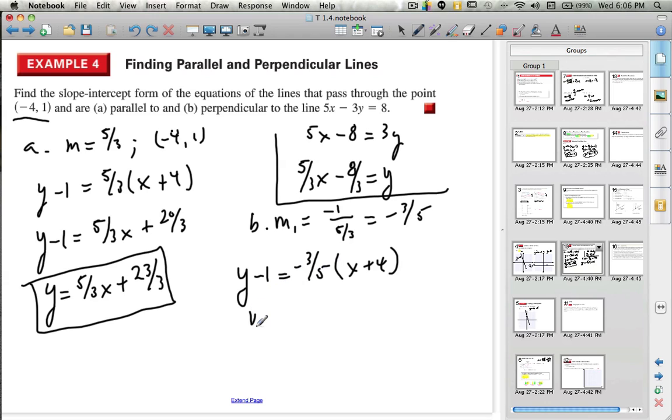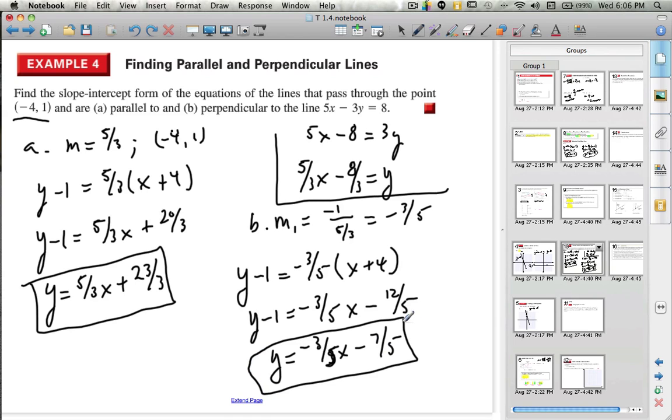Now when I go ahead and complete this, I'll have y minus 1 is equal to negative 3/5 x minus, in this case, 12/5. 4 times 3/5 is 12/5. And when I add 1, which will be 5/5, y will be equal to negative 3/5 x. And it's going to be minus 12/5 plus 5/5 is going to be minus 7/5. And there is my equation for my perpendicular line.